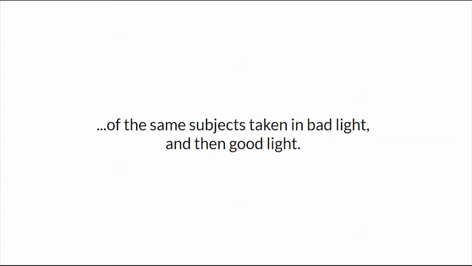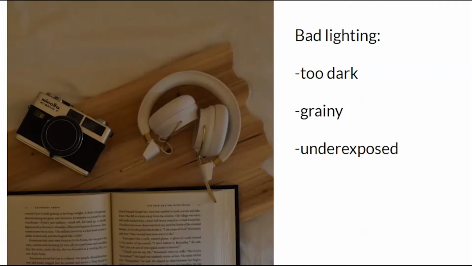These photos are all of the same subjects taken in bad light and then progressively better light. So let's go ahead and take a look at the first image. Unfortunately, I see this sort of image all the time, but this is a perfect example of bad lighting. This photo is too dark, it's incredibly grainy, and it's really underexposed.